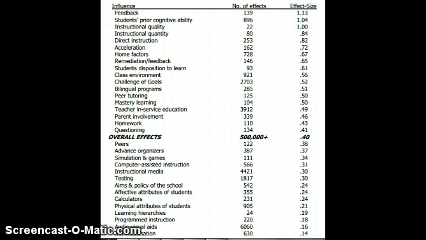Feedback is at the top of Hattie's list and is one to be explored. It was not thought that one factor might have a higher effect than another, but that lessons should incorporate a number of factors over a period of time.